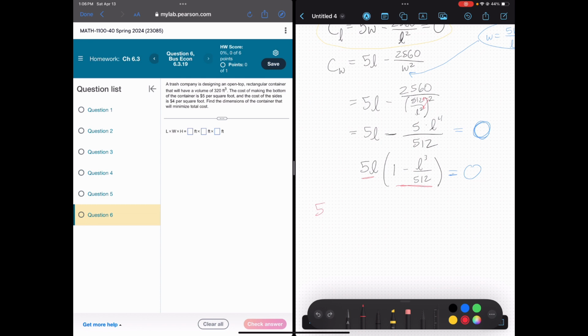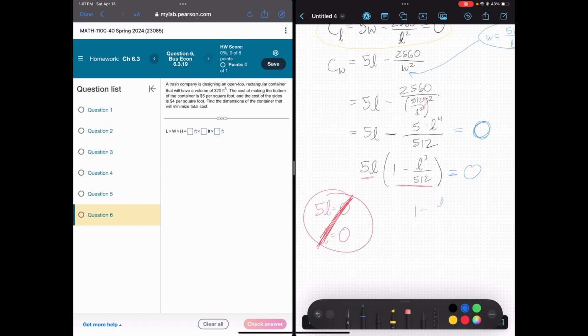Well, what critical point is that first factor going to give me? If I set 5L equal to 0, that tells me that my length is equal to 0. Is that a valid critical point? No, I can't use that one. I can't have a rectangular container whose length is 0. Of course, that's going to minimize my cost, so that's not going to work. Can't use this one. So it's all based off of this second one.